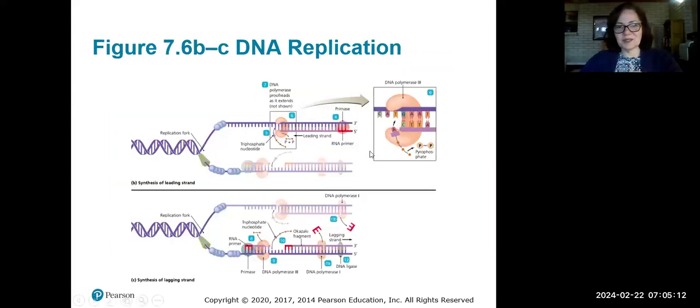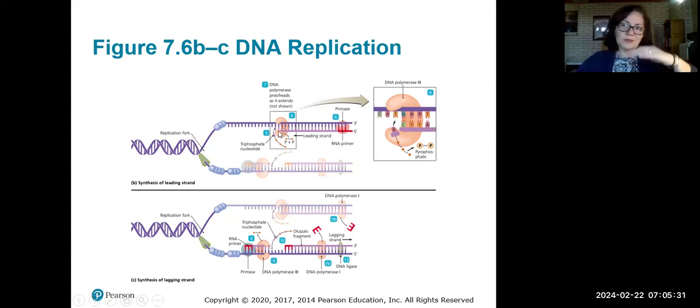Let's see, a close-up of DNA polymerase doing that, complementary binding here, bringing in the correct nucleotide to make that connection. What else? There's the leading strand, which can be made continuously toward the fork.